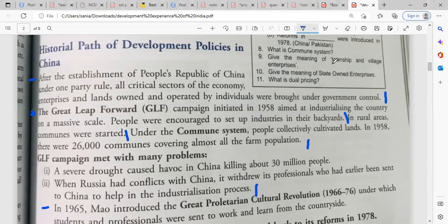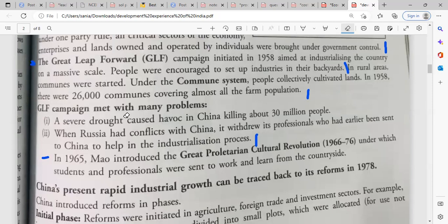Now, basically, what was happening next? As the second step, they introduced the Great Leap Forward campaign, which was basically about industrializing. They focused on having industries everywhere, in rural areas and in urban areas. It was compulsory to establish an industry in your backyard. And in rural areas, you should have a commune system. Commune system means you will have land and everyone will be collectively working on it. So this was the Great Leap Forward. But again, there were some problems. When this campaign started, suddenly a severe drought occurred, and due to the havoc, 30 million people were killed.